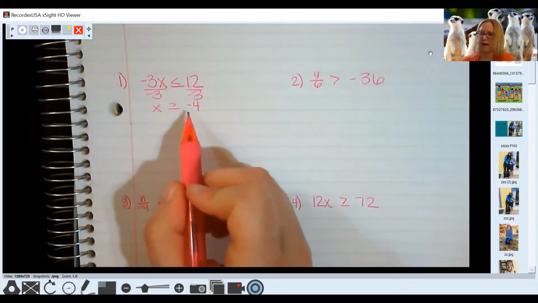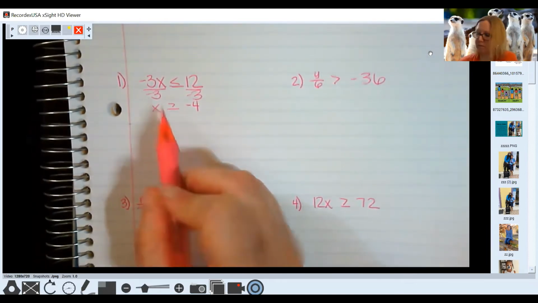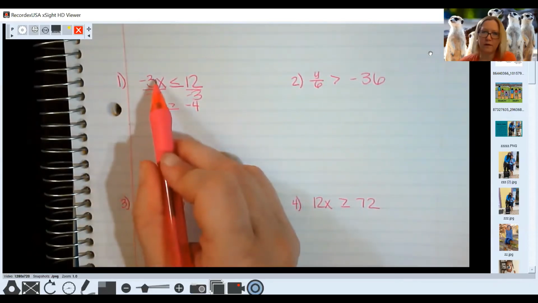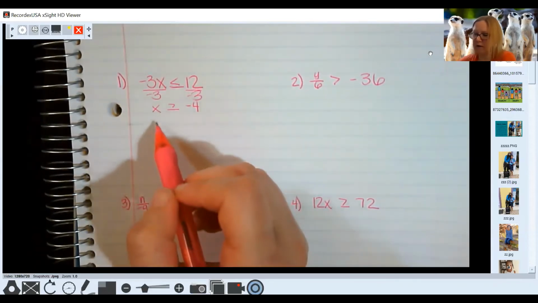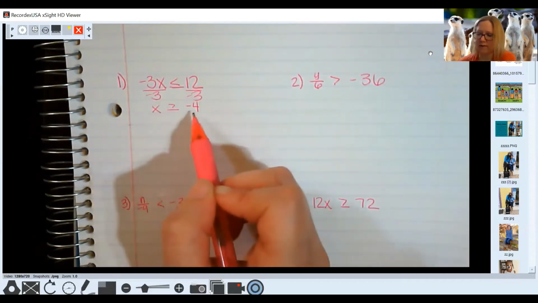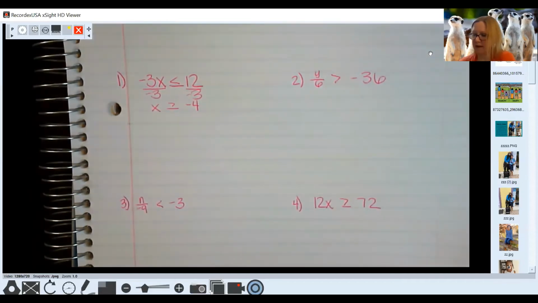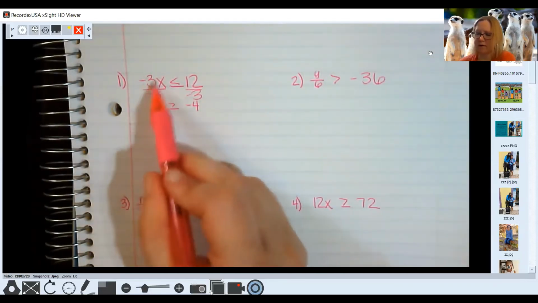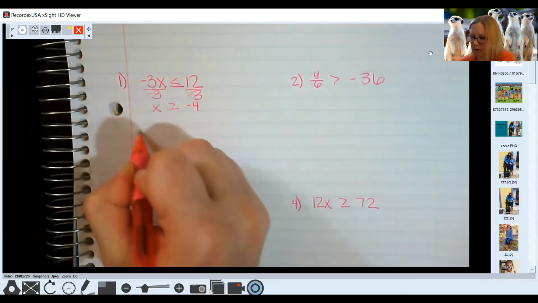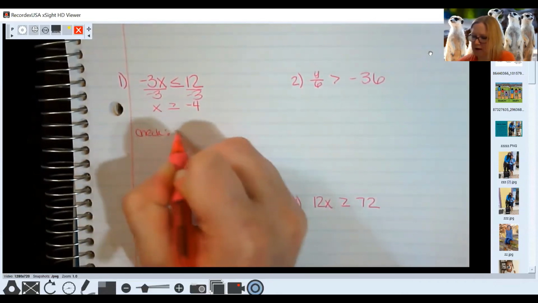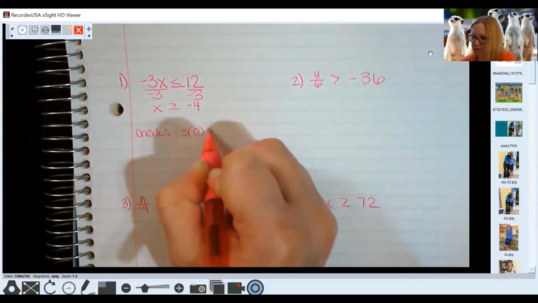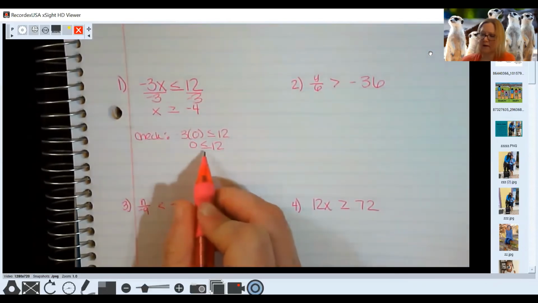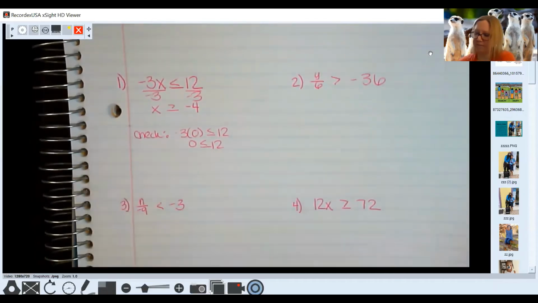Then I want to check this by choosing a value that would be true in this final statement and substituting it into my original inequality. A value that would be greater than or equal to -4 might be, let's say, 0. If I plug 0 into the original inequality, we check -3 times 0, which is 0, and 0 is less than or equal to 12.